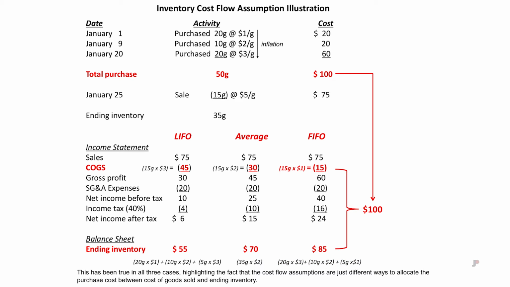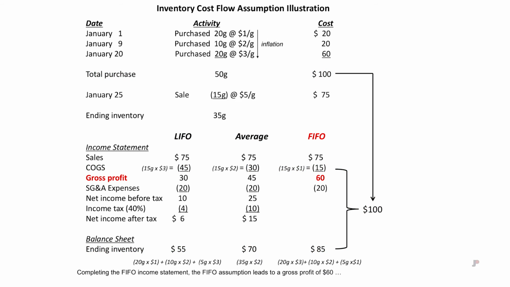This has been true in all three cases, highlighting the fact that the cost flow assumptions are just different ways to allocate the purchase costs between cost of goods sold and ending inventory. Completing the FIFO income statement, the FIFO assumption leads to a gross profit of $60 and net income before tax of $40 and an income tax expense of $16 and a net income after tax of $24.